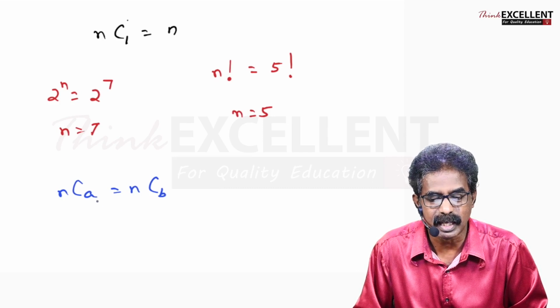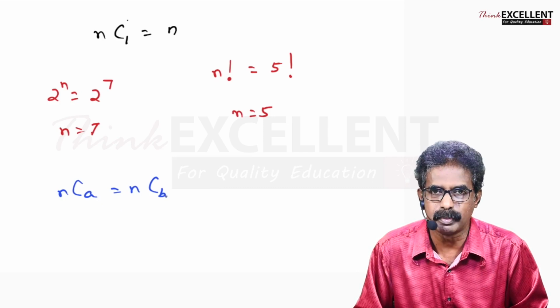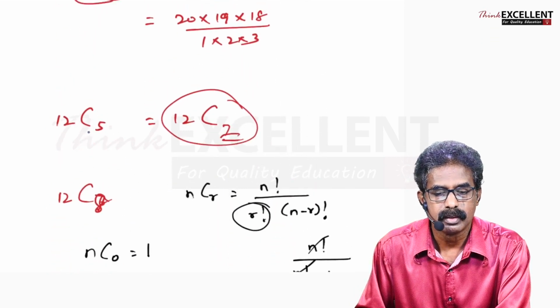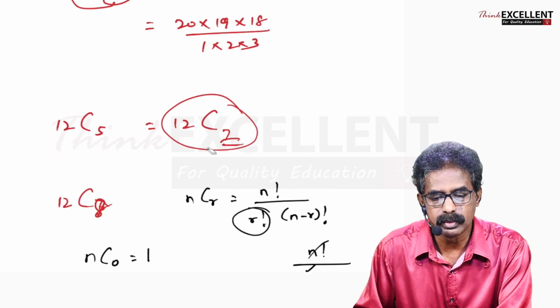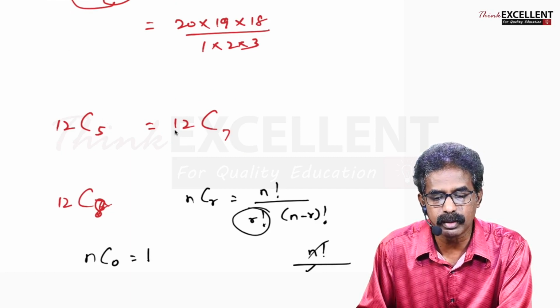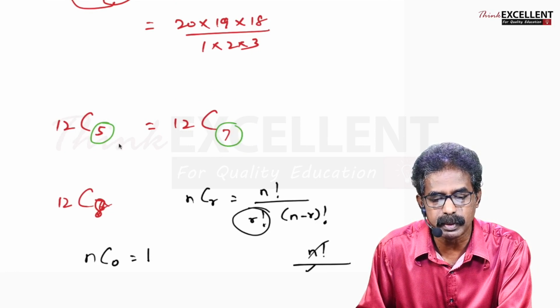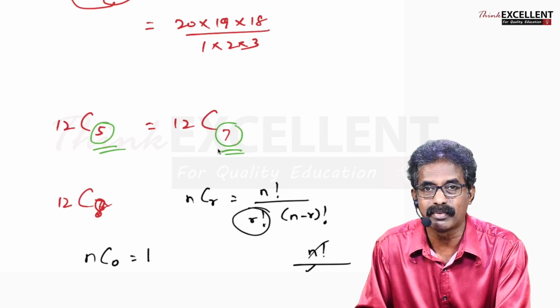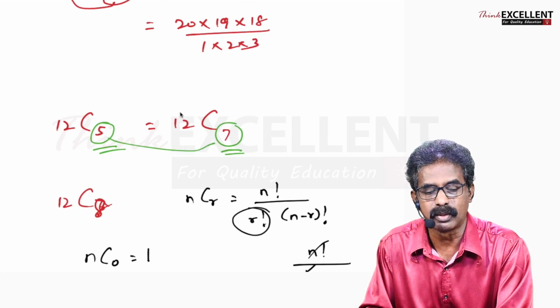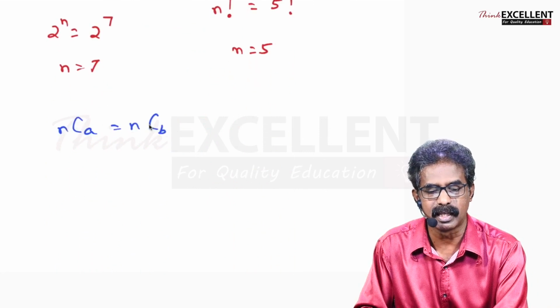Some of you are thinking A equal to B, right? Yes, A equal to B. Not always, because now you see these two are equal. Which two? Yes, these two are equal, right? 12C5 equal to 12C7. Both look similar. NCA, NCB. A and B are not equal. 5 and 7 are not equal. But 5 plus 7 is equal to what? 12. So now please listen here.